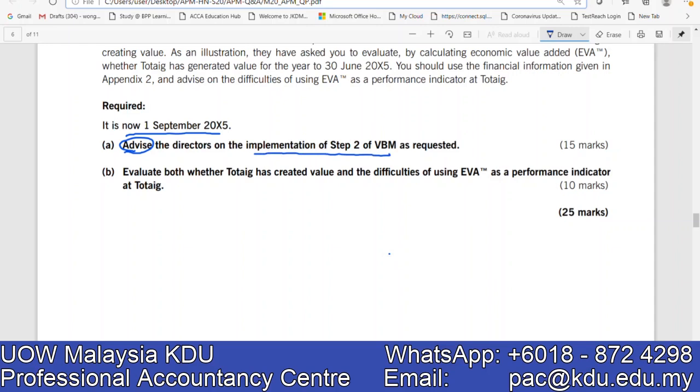Your advice is about the implementation of step number 2 of VBM. You know what VBM is, by the way? It stands for Value-Based Management. And then, a couple of minutes ago, I just mentioned, what do you have to do? Read the story, look for the conversation. What did the director say? Connect to here. You connect to here, you can find precisely what you have to do in part A.